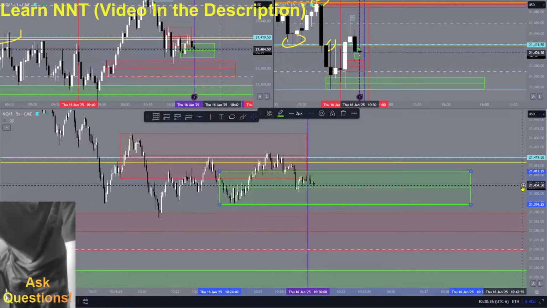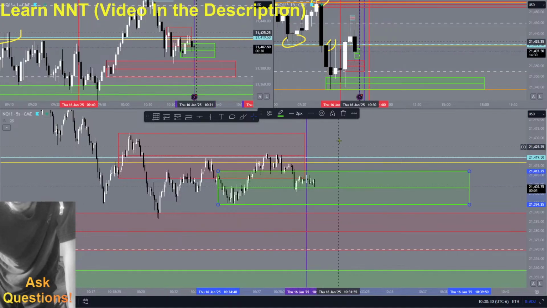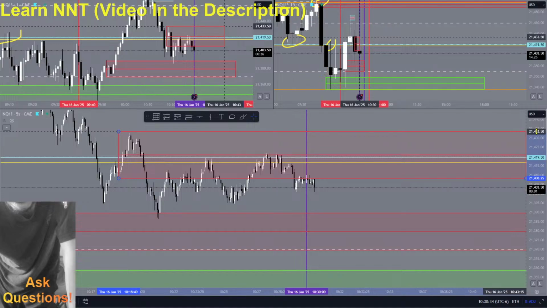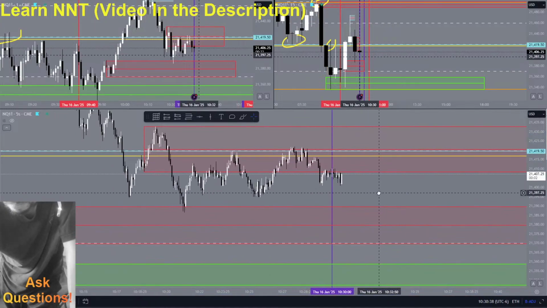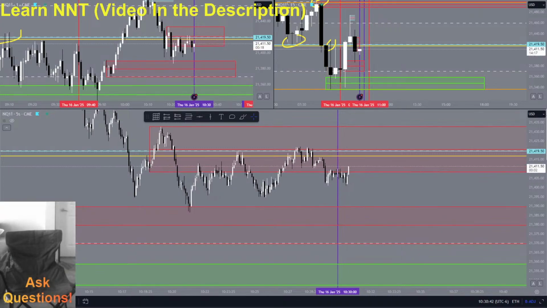Alright, so this green zone is straight doo-doo. Take profit might get hit, but it doesn't matter. This bearish zone is just so strong. Okay. Bad news did nothing. Hopefully I don't disconnect.